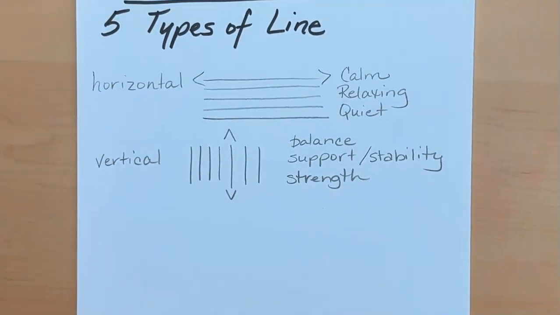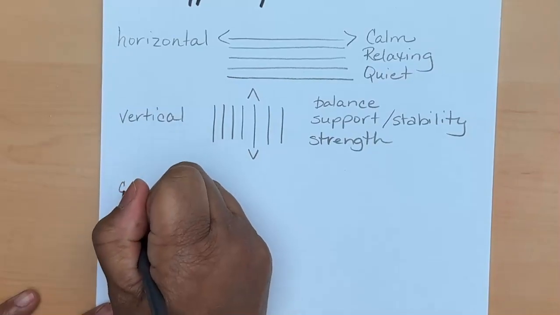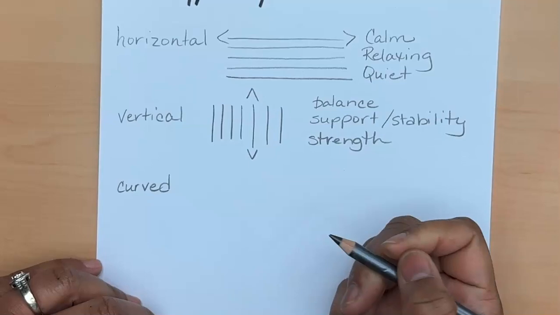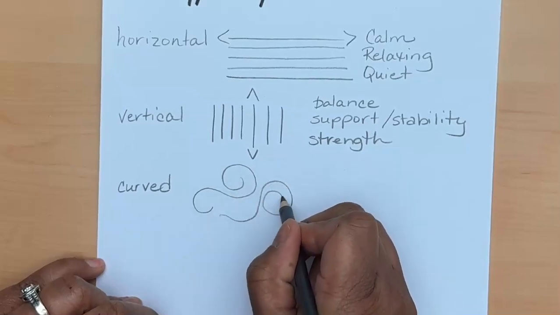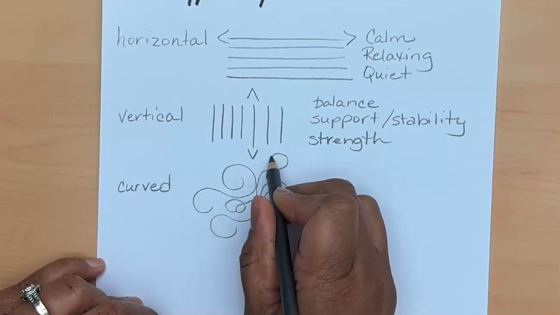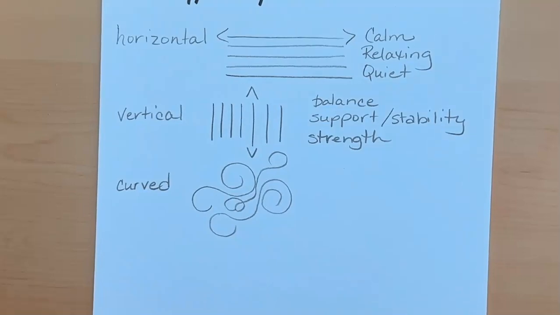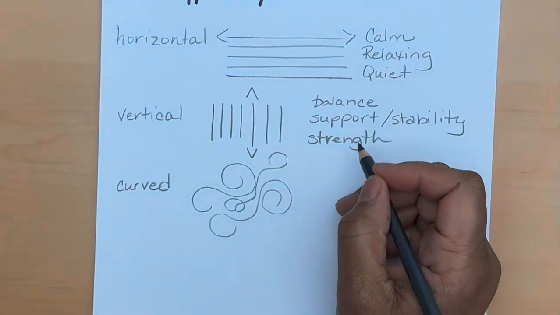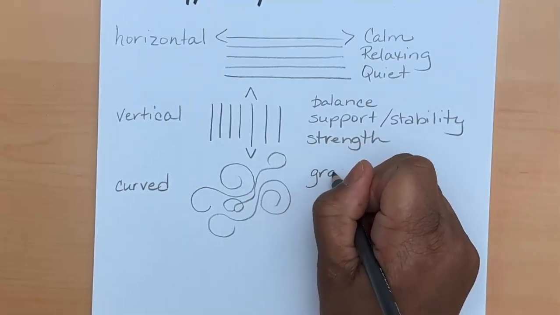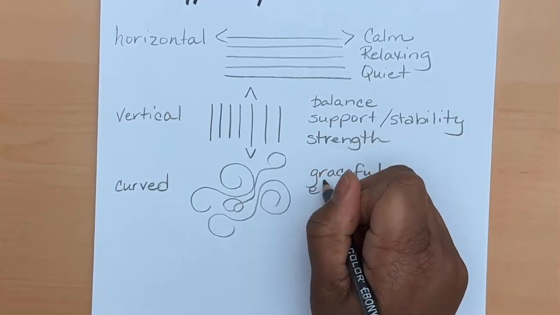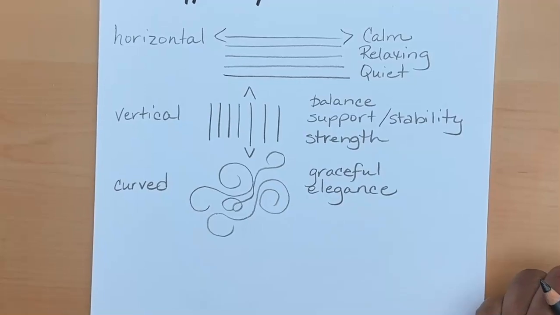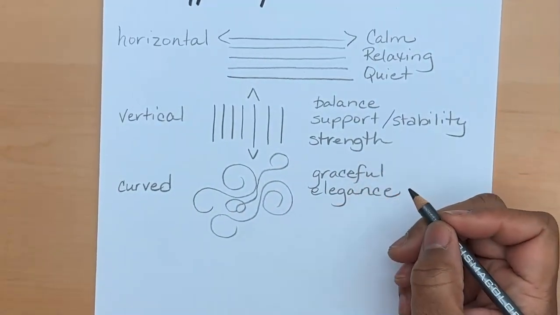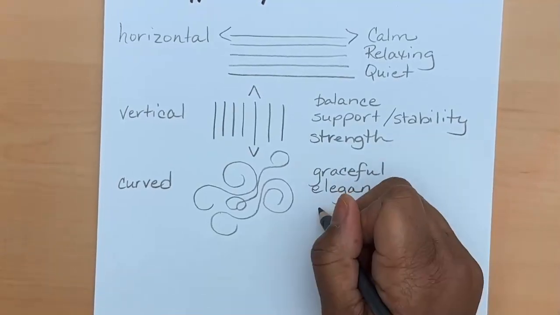The next type of line that we have are curved lines. And I like to think about curved lines as being lines that change directions slowly. And you can choose to illustrate that however you want, as long as you have curved lines. In my own artwork, they're one of my favorites. Okay, so they create a sense of gracefulness, elegance, and they can also create a sense of relaxation as well.